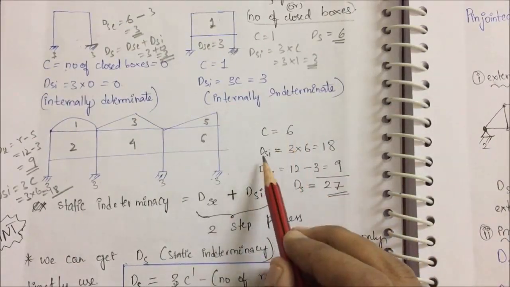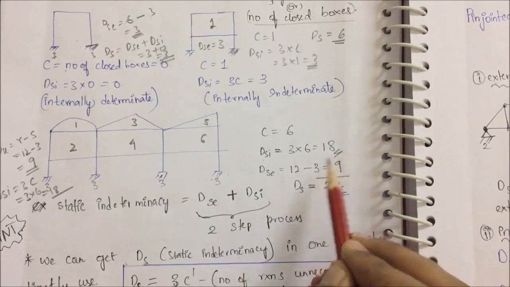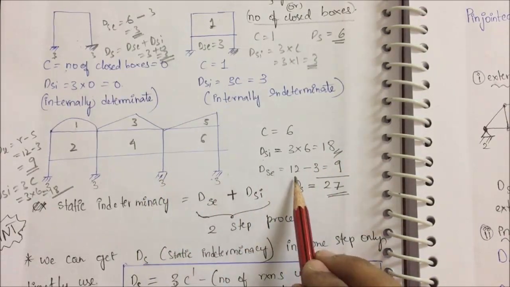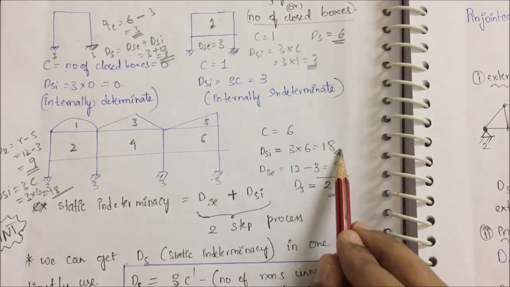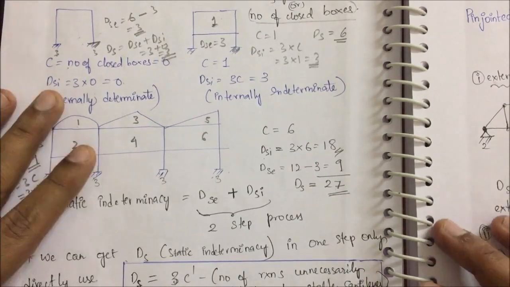C is equal to 6. What is your DSI? 3 into C, so 3 into 6, 18. And your DSE is R minus S. Number of reactions we found as 12. 12 minus 3 is equal to 9. Okay, 18 plus 9 is equal to 27. Fine, simple. We have got this right.